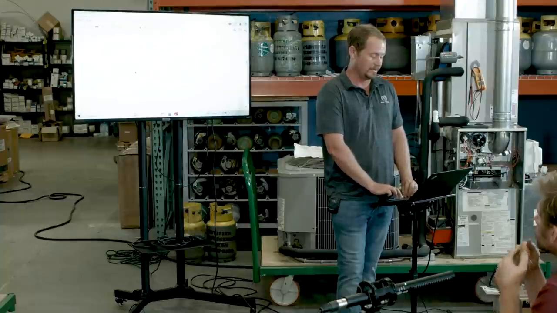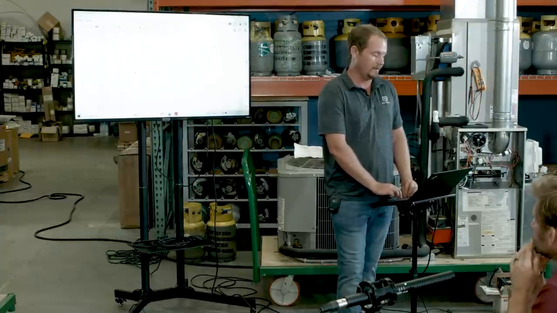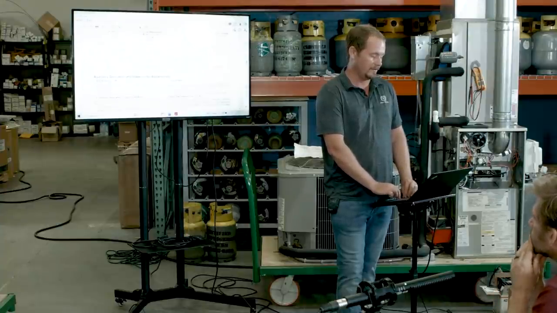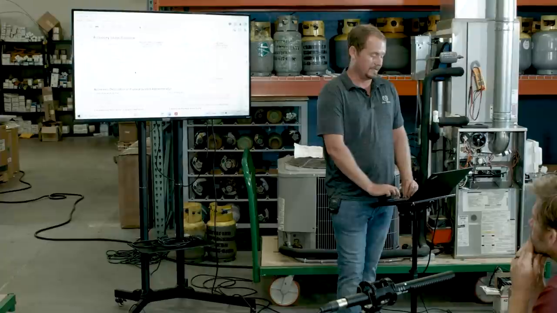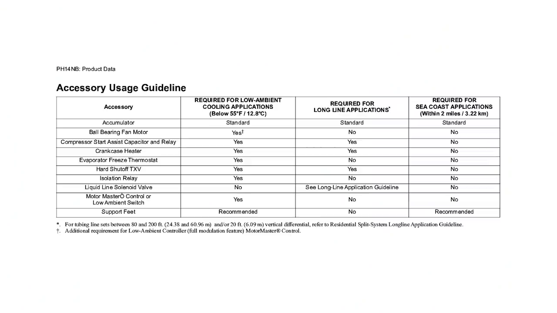So now we're going to go into what do we need. This gives us all the different accessories, but here it's going to tell us, do we need them or not? So first thing, this is accessory usage guidelines for long line applications. It gives us a couple of different columns. One of them is required for low ambient cooling applications below 55 degrees. What does that mean? What is a low ambient cooling application below 55 degrees?